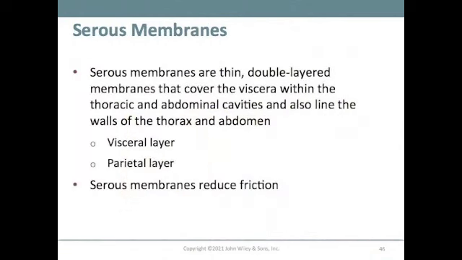And then serous membranes. So these are thin double-layered membranes that cover the viscera within the thoracic and abdominal cavities, and also line the walls of the thorax and the abdomen. The visceral layer and the parietal layer. And the serous membranes reduce friction.